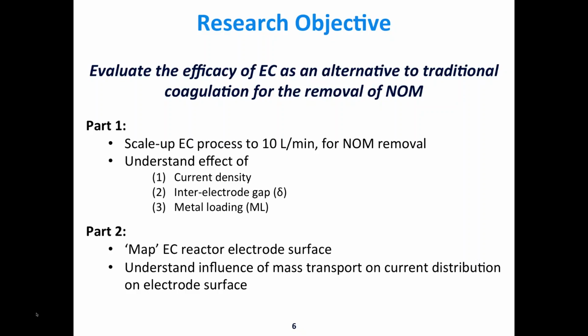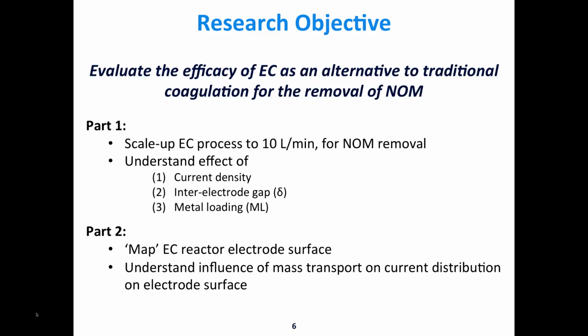We did this in two parts. Our first part was scaling up the process ultimately to 10 liters per minute, first starting at 1.35 liters per minute and then 5 liters a minute in the lab, and then 10 liters a minute on site at a pilot plant. In doing so, we want to understand the effects of current density, the inter-electrode gap, as well as metal loading. I'll get into what those variables are in just a couple of slides.